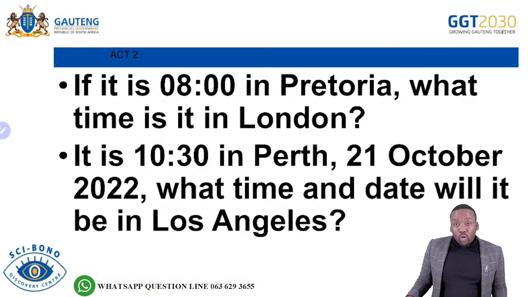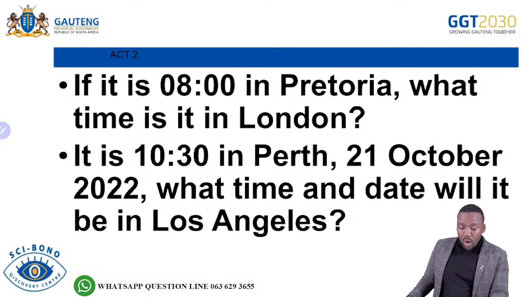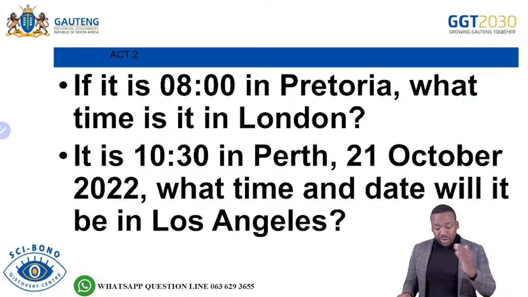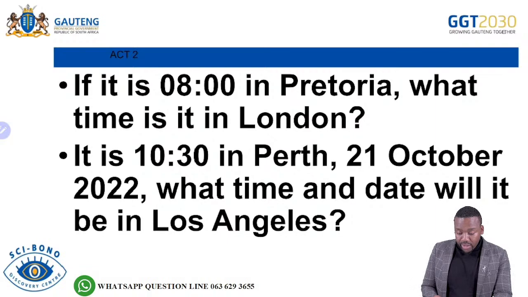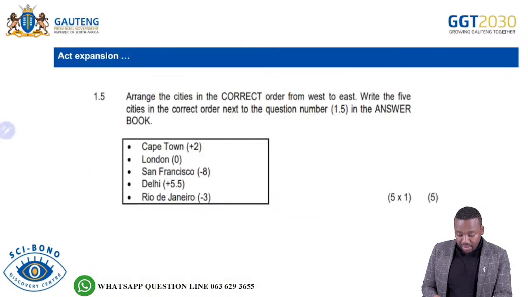If it is 8 o'clock, remember the steps. If it is 8 o'clock in Pretoria, what time will it be in London? Obviously, what do you need here? You need your time zone map. Go back to it.